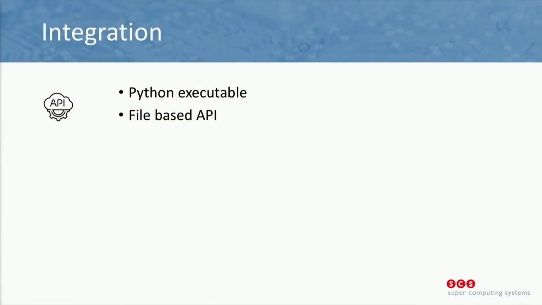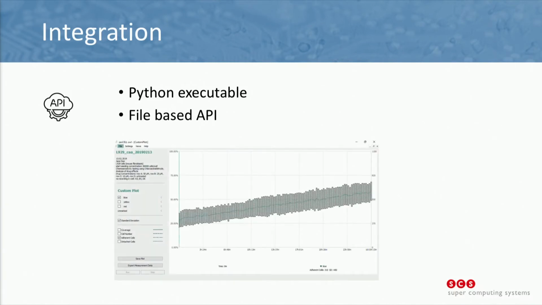Then finally, the fourth and last step was the integration in the software of our partner Inome, which was simply building a file-based API and a Python executable. And here you can see an example user interface of the software of our partner that shows the development of the cell count in one of the assays over time.